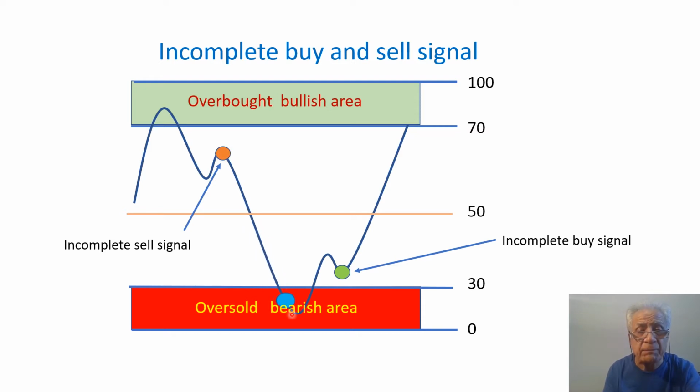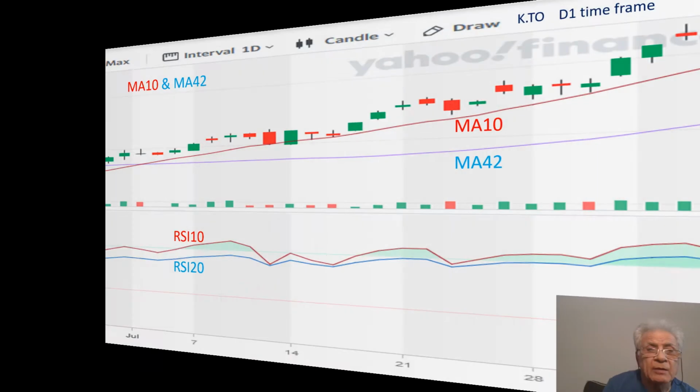You can exit the market. And then again, when the price makes a big rally in the oversold area, leaves the 30% area, and makes another rally here without re-entering this area, it creates a strong buy signal. You can enter the market right here. This is called an incomplete buy signal, and that is an incomplete sell signal.